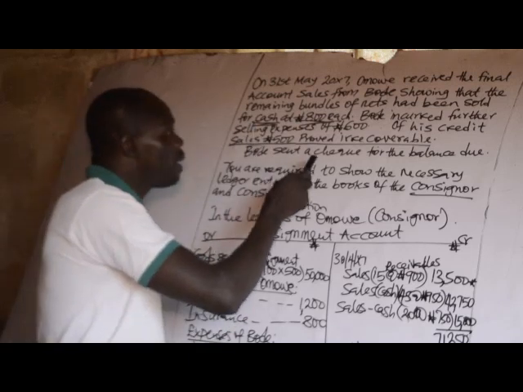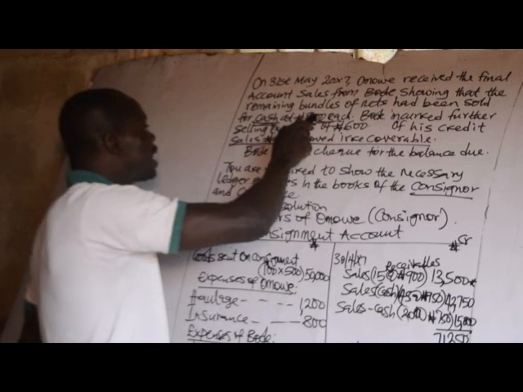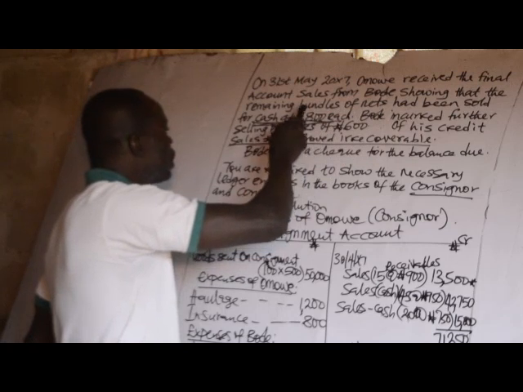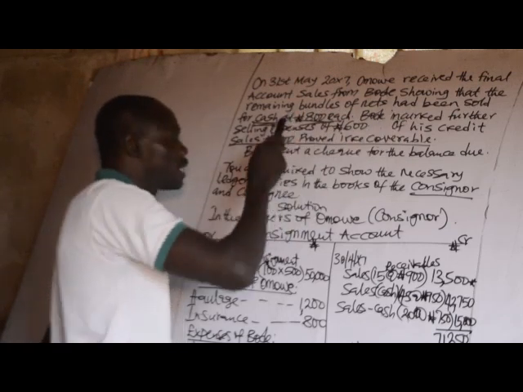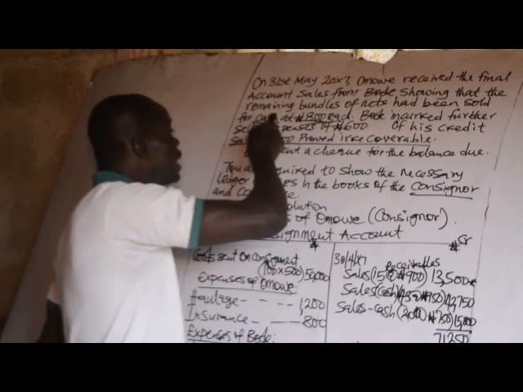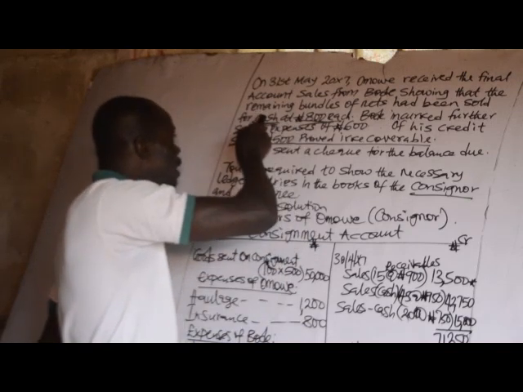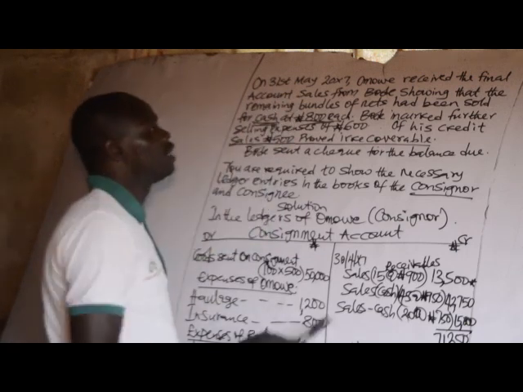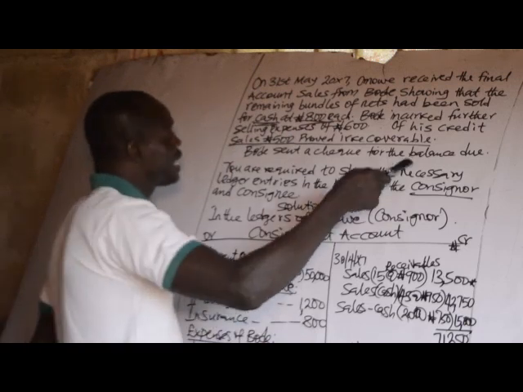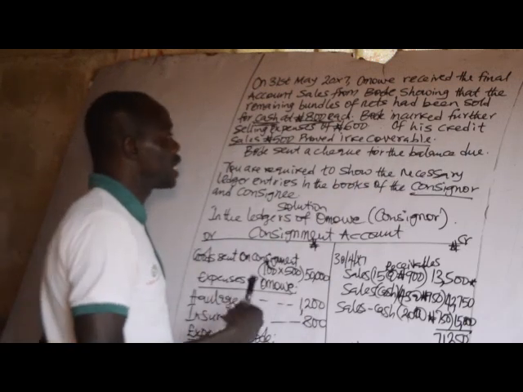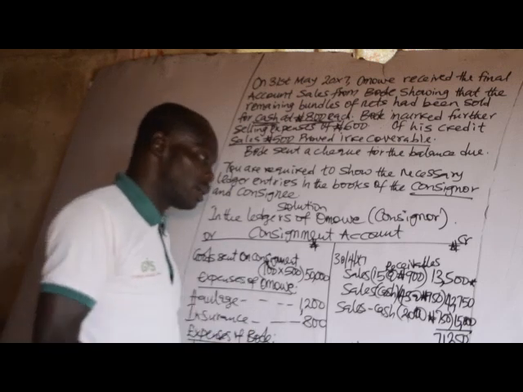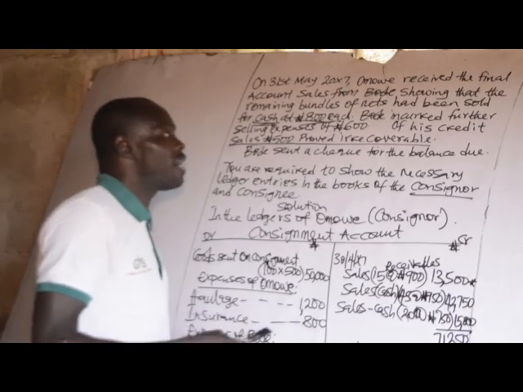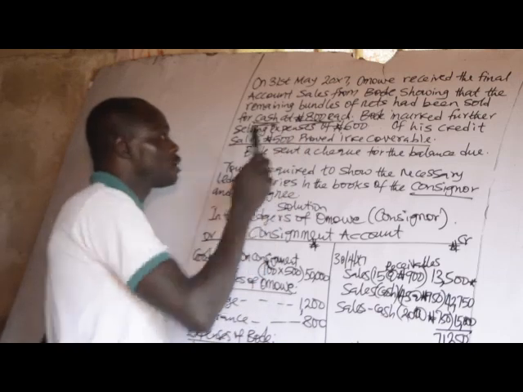But the final account sales that were received show that the remaining bundles were sold for 800 naira. So the 800 naira, which was received, is a cash sale. Since this is a cash sale, they will not be entitled to further del credere commission aside from the initial del credere commission, which has been received by Bode. Remember, I've told you that del credere commission will be calculated on credit sales. Therefore, Bode will receive the normal commission of 10%.